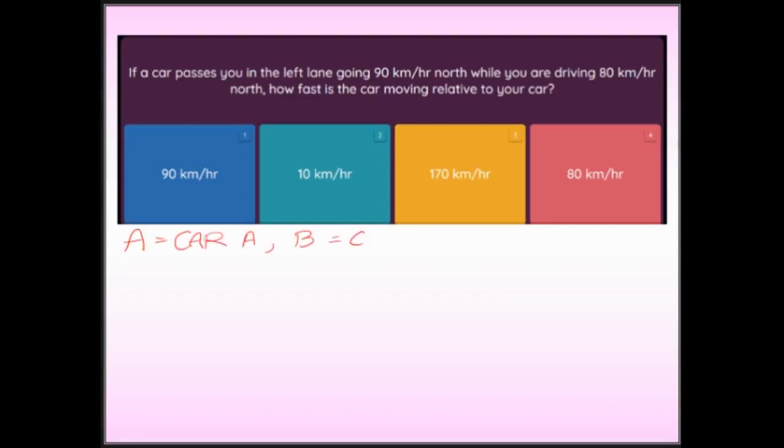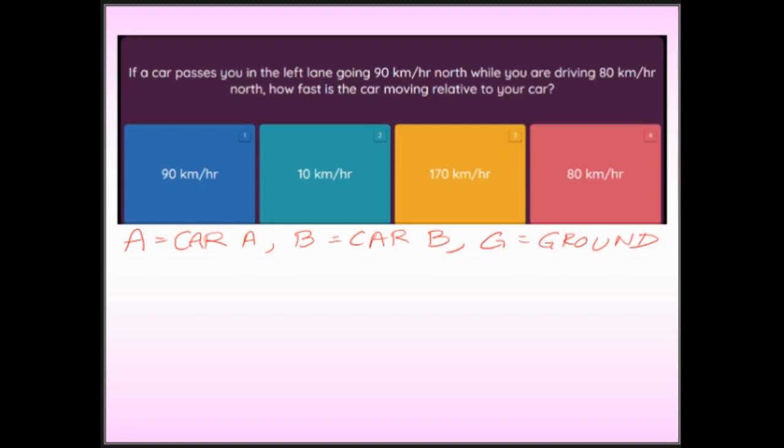B equals car B, and G equals ground. Which one are you, car A or car B? Doesn't matter. Let's say you're car A. So what's the velocity of you according to the ground? 80 kilometers per hour. Velocity, so I need a direction. North. Okay, go ahead, everyone.